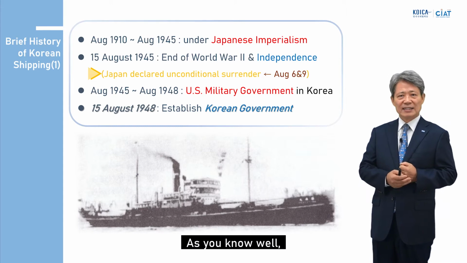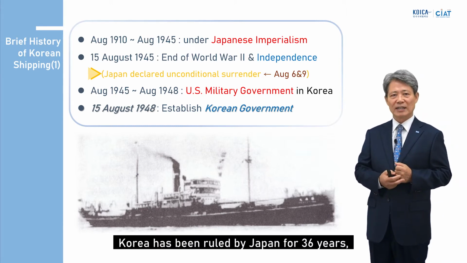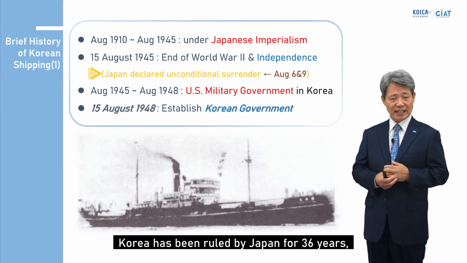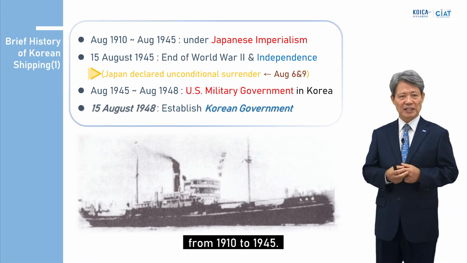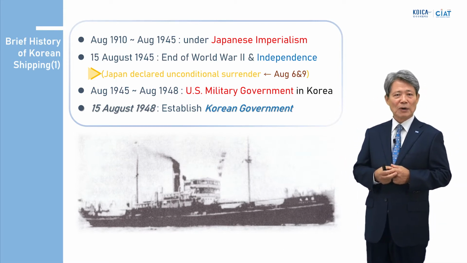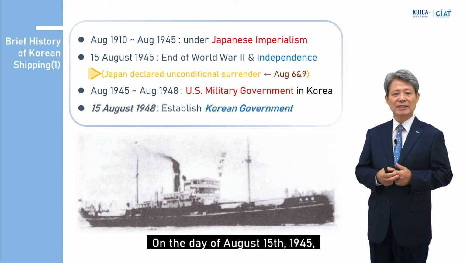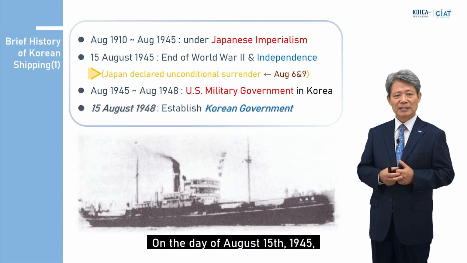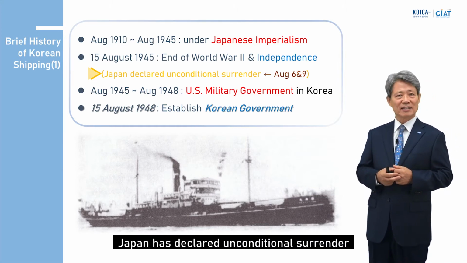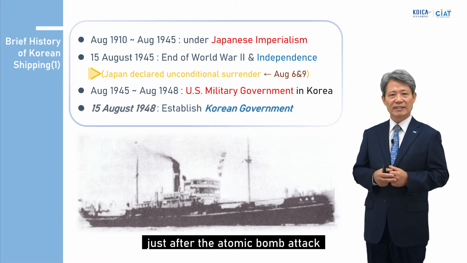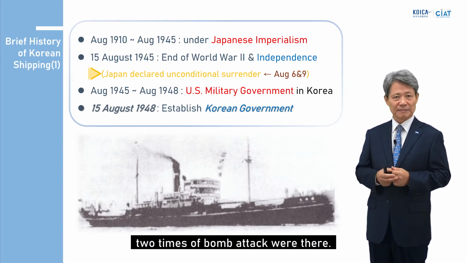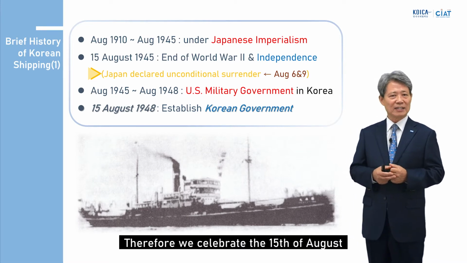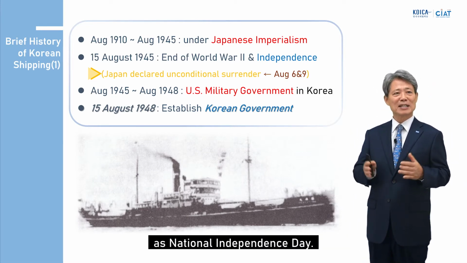As you know well, Korea was ruled by Japan for 36 years, from 1910 to 1945. On the 15th of August 1945, Japan declared unconditional surrender just after the atomic bomb attacks on the 6th and 9th of August. Two bomb attacks were there. Therefore, we celebrate the 15th of August as National Independence Day.